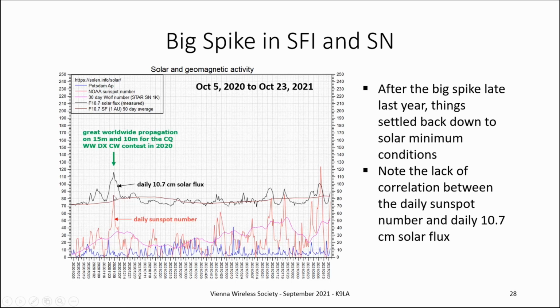The sunspot number here peaked up to about 85. Solar flux peaked up to about 115. Let's look at this. The sunspot number peaked up to 125, but the solar flux didn't peak up like it did over here. So what that says is the correlation between the daily sunspot number and the daily solar flux is not too good, but it is very good for smooth numbers when you heavily average stuff.